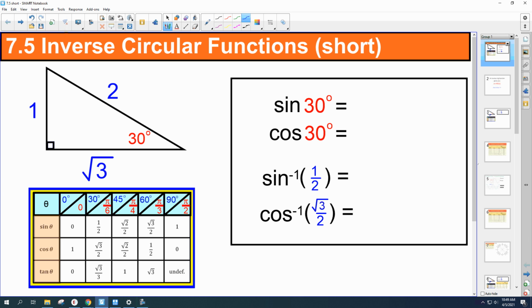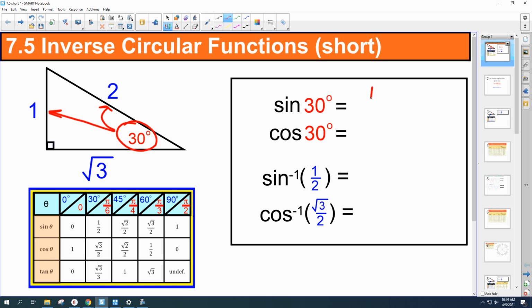Section 7.5, inverse circular functions or inverse trig functions. I want you to understand the relationship between the sides of a right triangle and the angle. That's trig. That's what we're doing. And so when you first learned about it in geometry class, you said sine 30 degrees was opposite over hypotenuse.